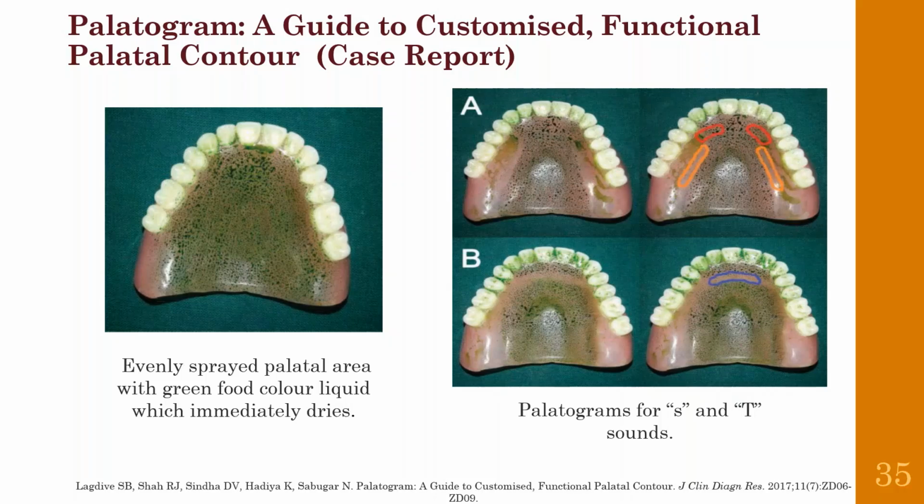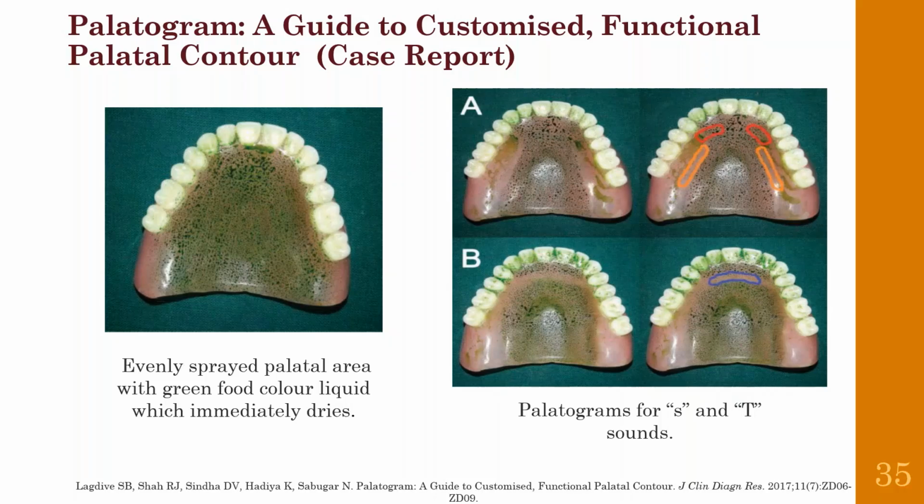To commence with, the patient was asked to pronounce all words starting with consonant sounds, for example S, sh, ch, k, n, and the vowel O was merged with the consonant to be recorded, even though their combination is not a word. That is, listening to him utter K, we used ko, for ch, we used cho, and so on. The palatal area of the maxillary complete denture was sprayed with green food color, which immediately dries.